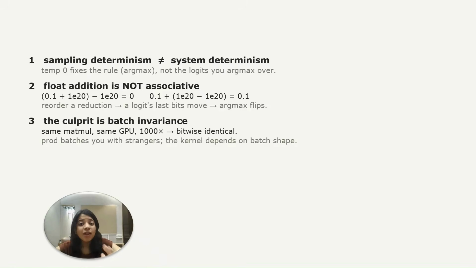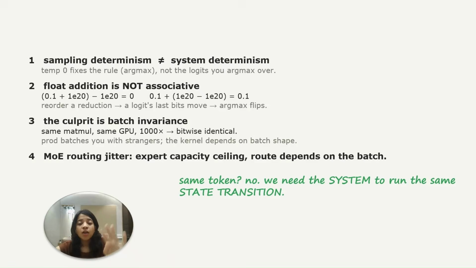Three, it's not a concurrency issue. Run the same matrix multiplication alone on a GPU 1,000 times, and I guarantee you'll get the exact same bits. So the real culprit here is batch invariance, because a request gets grouped with whatever else hits the server that millisecond. Four, mixture of experts routing has the exact same bottleneck. Experts have strict capacity limits. If a batch overflows a specific subnetwork, tokens get rerouted. Whether the token makes the cut depends entirely on the traffic you got batched with.